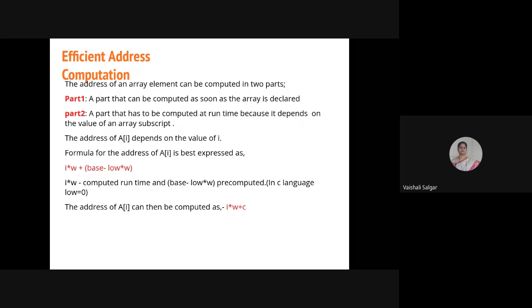Because see, when we are saying int a of 10, automatically the memory will be allocated for that particular type of array. So we know the base address, the lower bound also we know. Due to the data type, we know the width of that particular component. So this can be pre-computed. And in C language, as I already mentioned from the starting, lower bound always starts with 0, which is nothing but the index of an array always starts with 0. So the address of A of I can be computed as i into W plus C. This C I'm considering as a constant value.